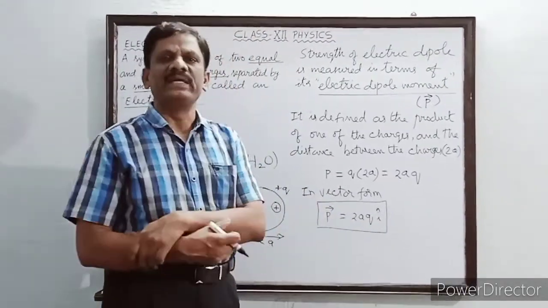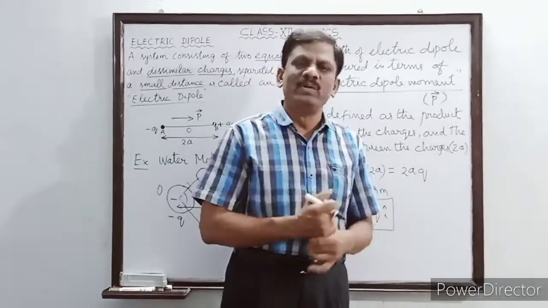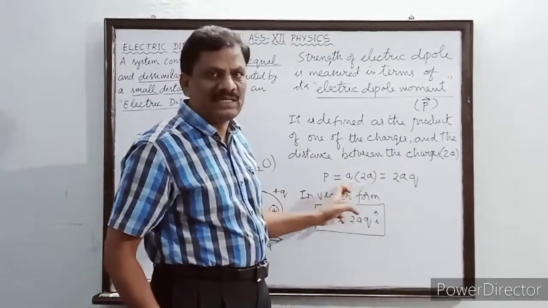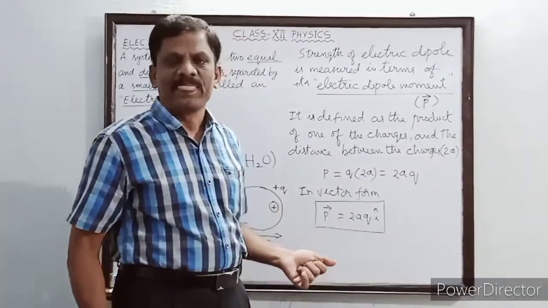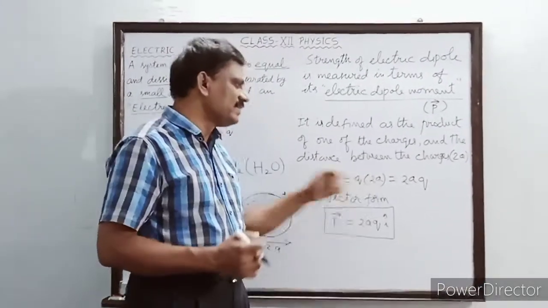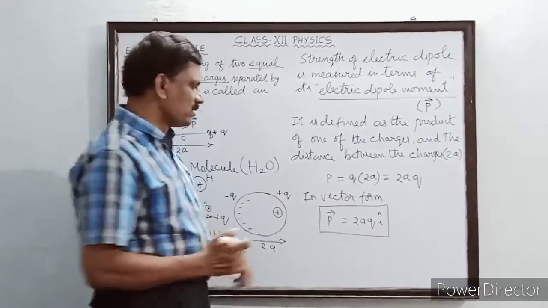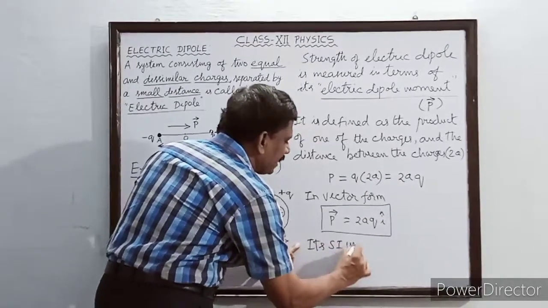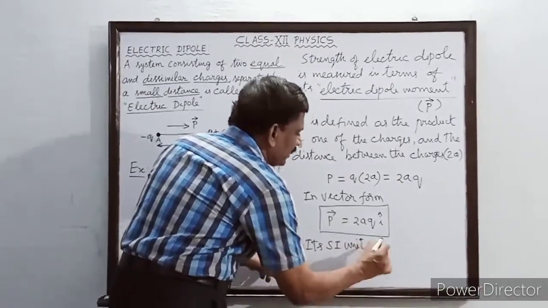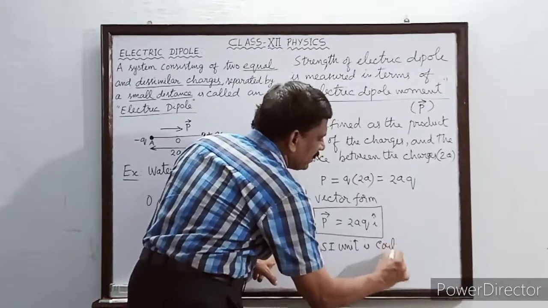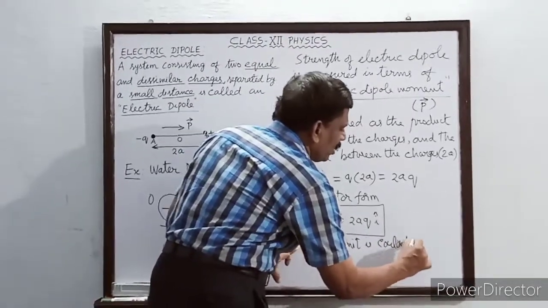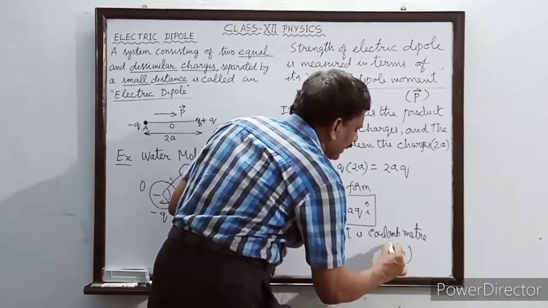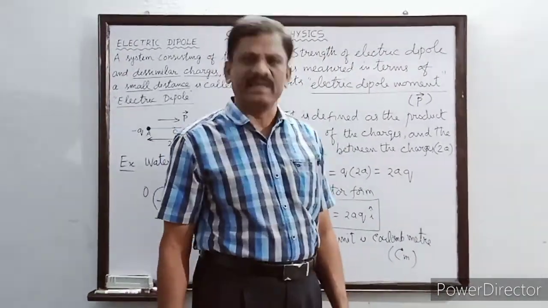Now what must be the SI unit of electric dipole moment? Let us see. Since it is the product of the charge and the distance, what is the unit for charge? Yes, that is Coulomb, and distance has an SI unit of meter. So its SI unit is Coulomb meter, which can also be expressed by the symbol capital C and small m.